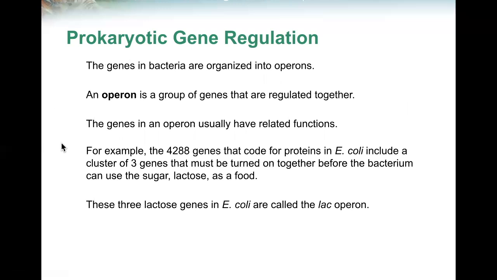For example, the 4,288 genes that code for the proteins in E. coli include a cluster of 3 genes that must be turned on together before the bacterium can use the sugar lactose as food. These 3 lactose genes in E. coli are called the lac operon.